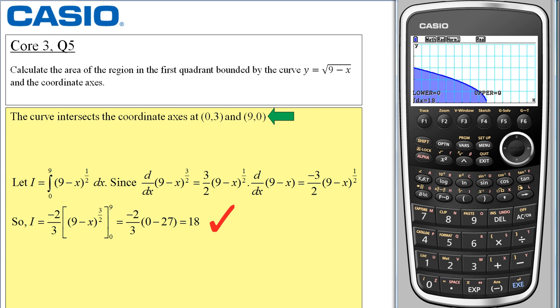If you did want to check the points where the curve intersects the coordinate axes, we can do this using gsolve as well. The y-intercept is at F4, and you can see here it's (0, 3). And again using gsolve, if I wanted to look for the roots, F1, the root is at (9, 0), which again corresponds to that point there. So the graphical calculator has been useful in this question.